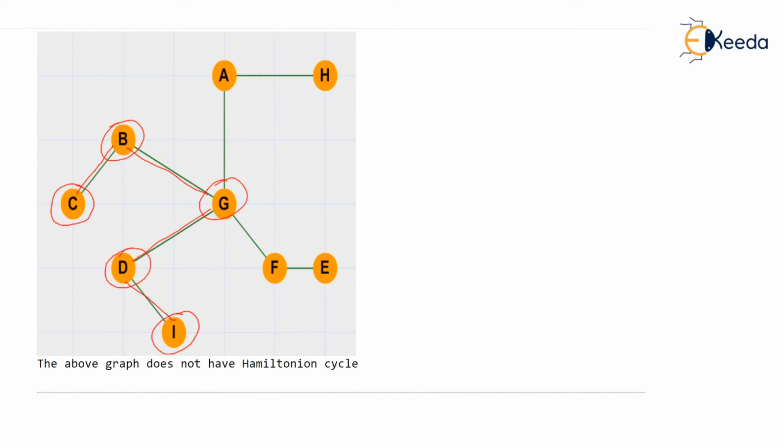Now, from I it is impossible, because there is no edge to reach any of the vertices like A or F and continue the cycle. The only thing you can do is come back to D, then come back to G, and then visit A, isn't it? But then you are visiting D and G more than once. So the cycle does not exist. A Hamiltonian cycle does not exist in this graph.